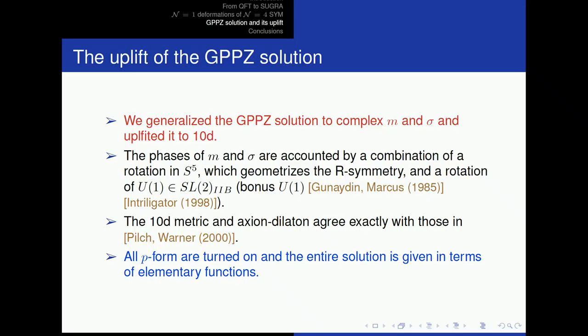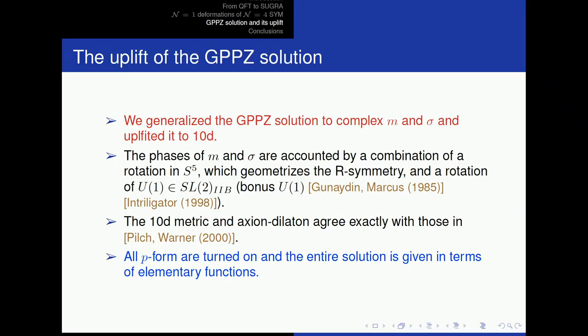Now it turns out that the phases of these complex fields were, in the beginning, surprising. I don't think it's as surprising anymore, but in any case, here it is. These phases are accounted for by a combination of a rotation in S5, which corresponds to an R-symmetry transformation from the quantum field theory side, and a rotation of a U(1) inside the SL(2) of type IIB. From the quantum field theory side, this U(1) is what Intriligator called the bonus U(1), which is only present in the infinite 't Hooft coupling limit. The 10-dimensional metric and axion-dilaton field agree exactly with what Christoph had with Warner in 2000.